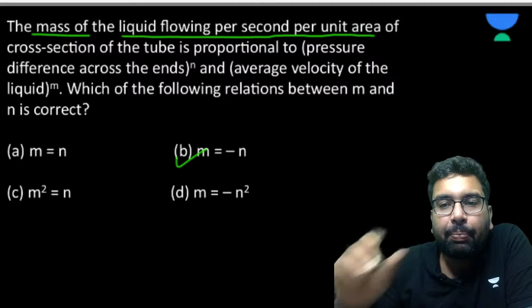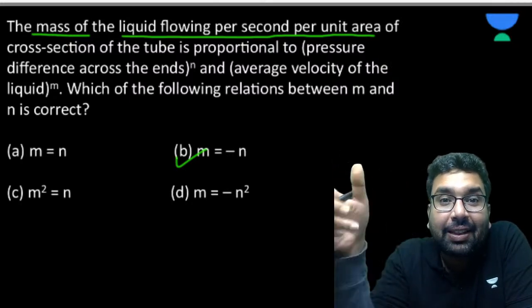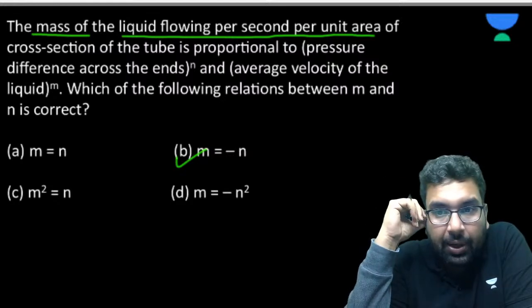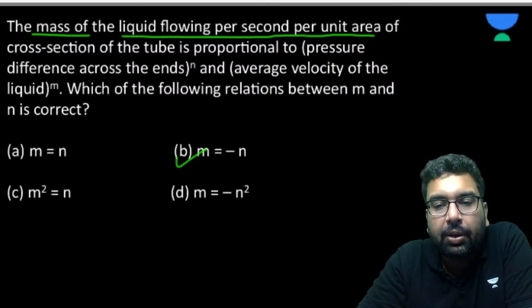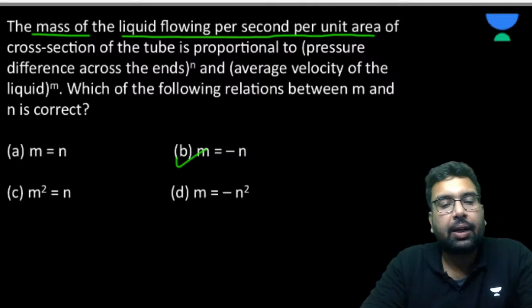I only saw the main data. Okay, so the mass is proportional to pressure and velocity. So I missed this line: mass of the liquid per second per unit area. Are you getting my point? Because see, it is a compromise also. Sometimes compromise in the sense that in the examination you have time also as a constraint.